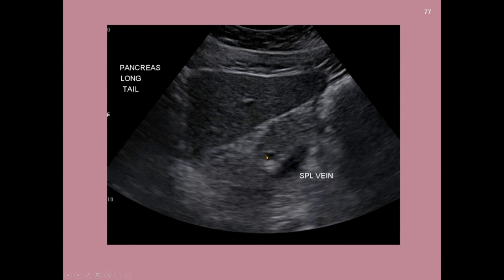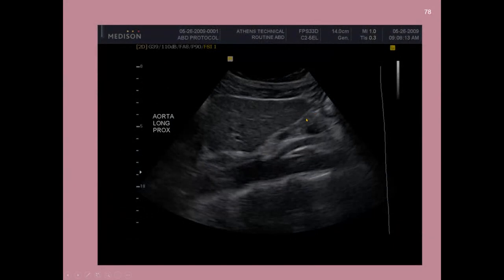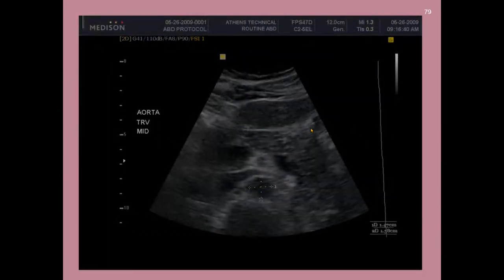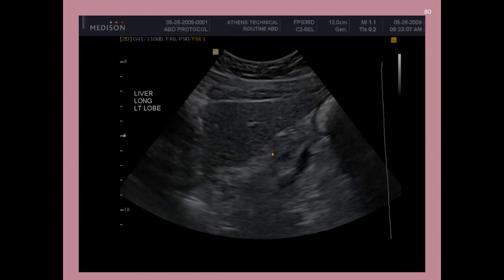Splenic vein, splenic artery. Body, artery, vein, transverse. This is measuring the aorta. So aorta transverse mid. This is what we're learning in the very beginning, and your pancreas was there the whole time. So go back and look at it and see if you can pick it out. Another liver long, left lateral. Here's the pancreas. So it is just adjacent to that liver.